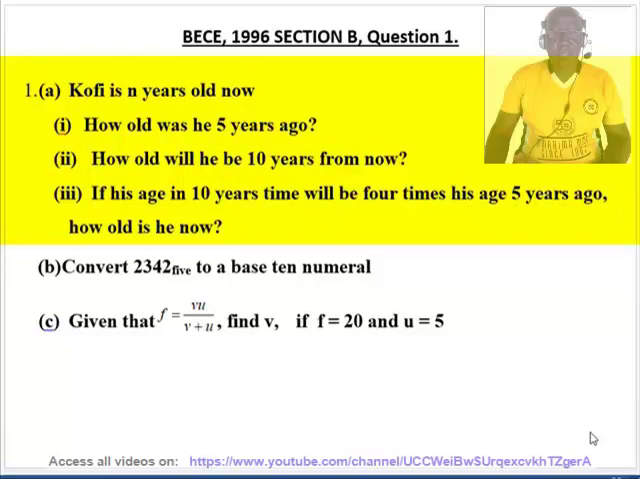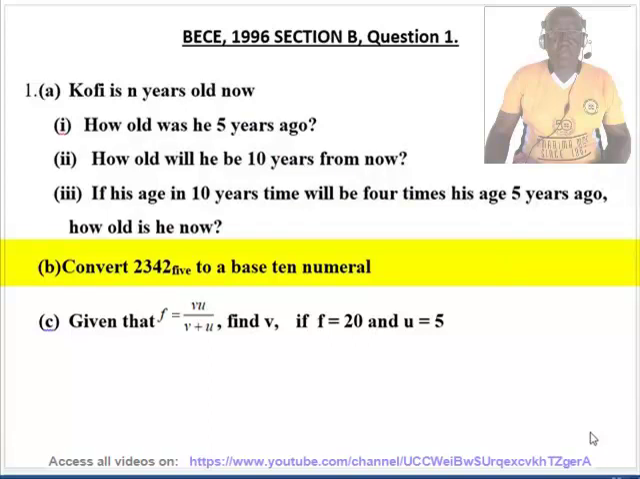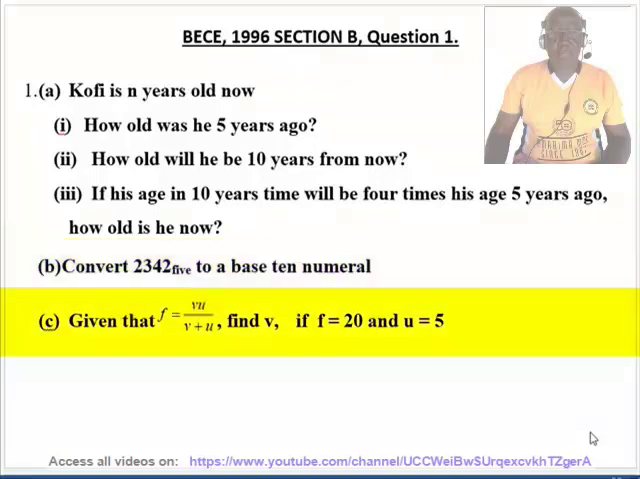III. If his age in 10 years' time will be 4 times his age 5 years ago, how old is he now? 1B. Convert 2, 3, 4, 2, base 5, to a base 10 numeral. 1C. Given that F equals V multiplied by U, divided by V plus U, find V, if F equals 20, and U equals 5.